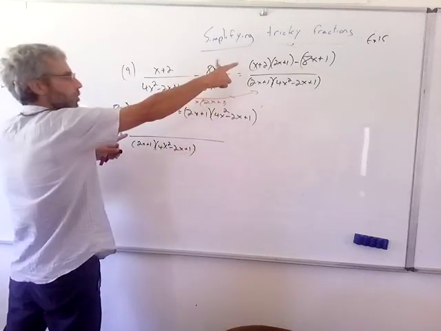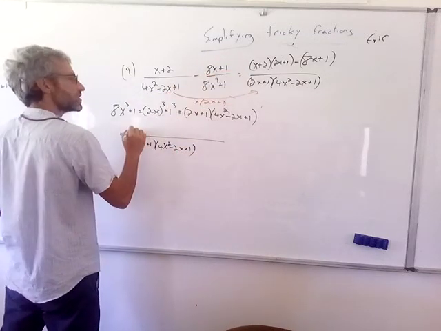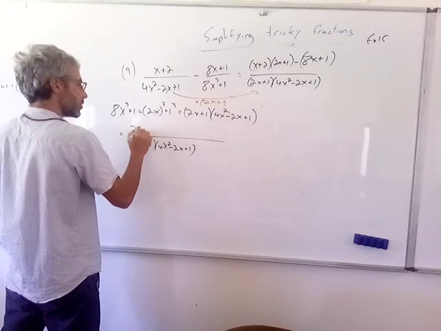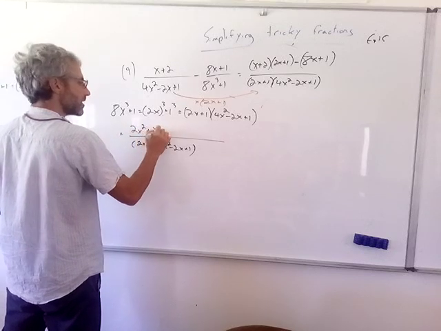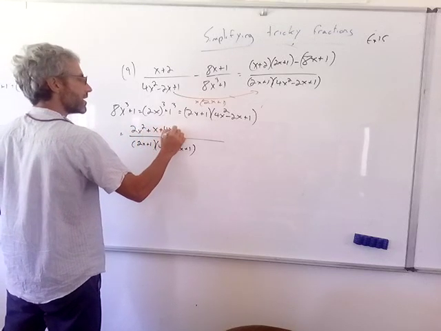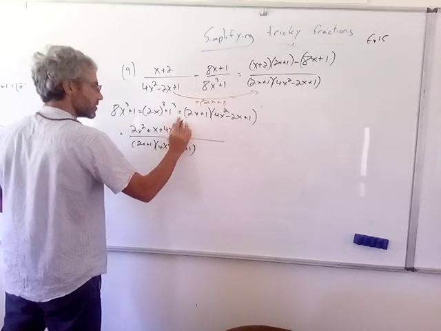Okay. What shall we have at the top? What is the first term? 2x squared. Next one? Plus x. Plus x plus 4x. 4x plus 2. 2. Yes.